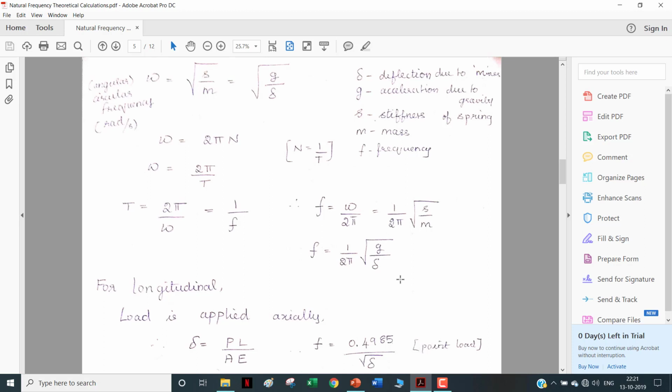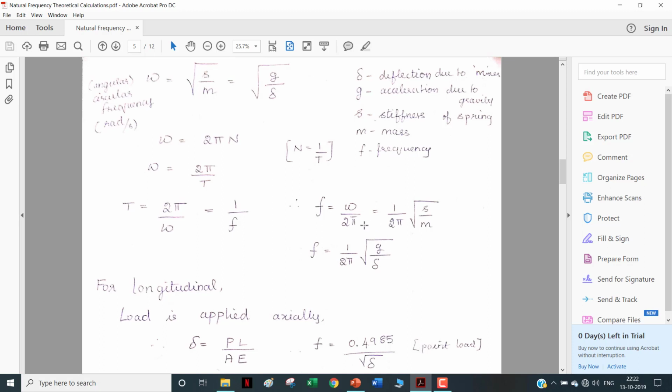So frequency of vibration is a property of a system, like the Young's modulus, density, Poisson's ratio. These are some of the properties of a given object, like the geometrical parameters, the cross section, the length of the object. These are all constant values. Similar to that, the natural frequency of a particular object is also a constant value.